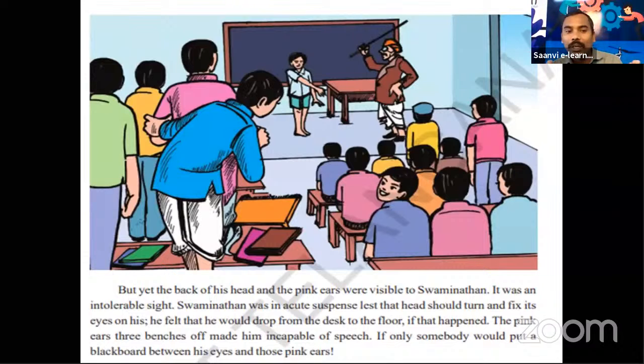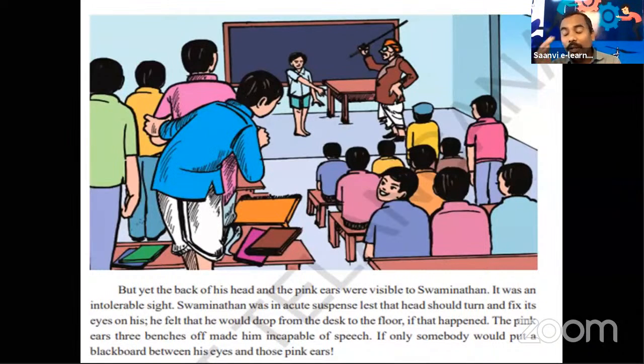If Rajam is looking at Swaminathan, he would be very happy because he would get some help from Rajam. If Rajam is giving Swaminathan an idea to escape from this situation, Swaminathan would be happy, isn't it? But Rajam is also helpless in this situation. The pink ears, three benches off, made him incapable of speech. If only somebody would put a blackboard between his eyes and those pink ears.